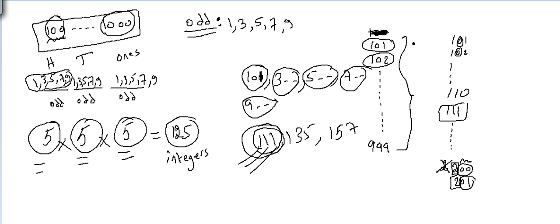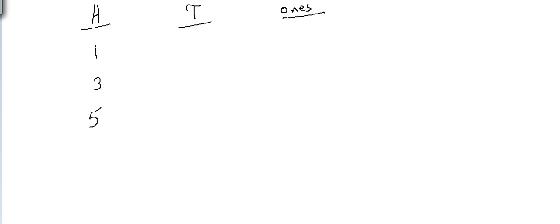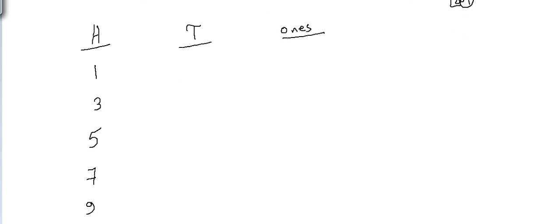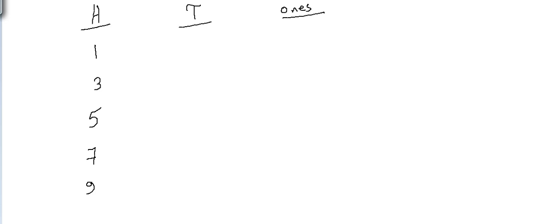I still have time, so there is another way to explain this. We can think of a hundreds place, then a tens place, and then a ones place, the units place. What we can use in the hundreds place is either 1, 3, 5, 7, or 9. So we have 5 different possibilities here.